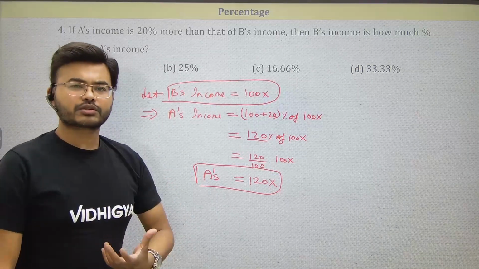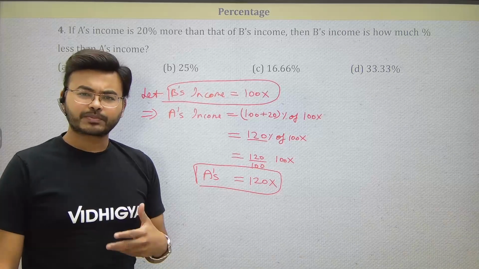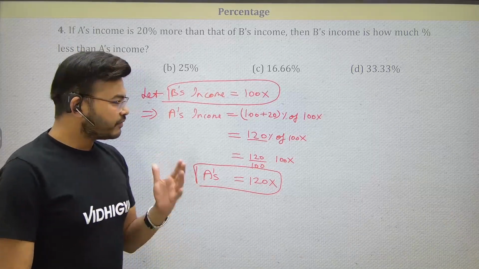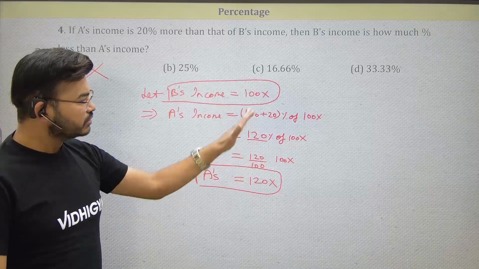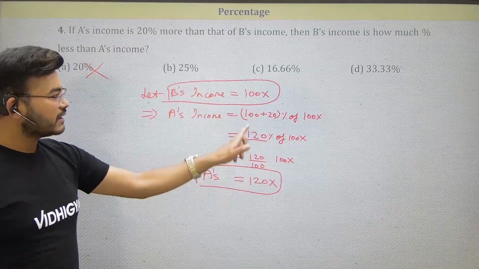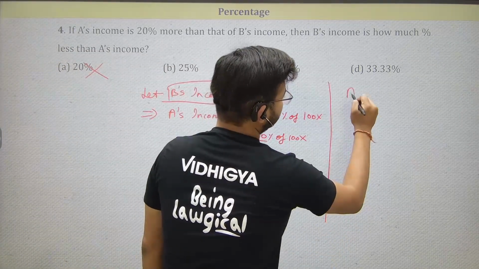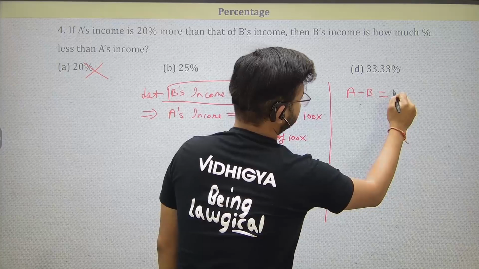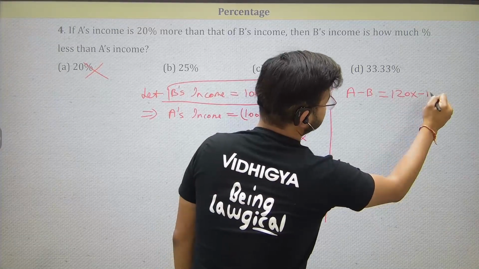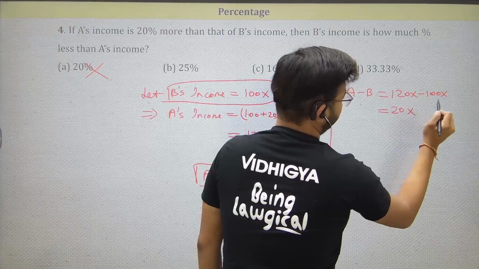Whenever such questions of more or less come, whenever it is asked that we need to calculate how much percent more or how much percent less, firstly, we find the difference between the two values. So the difference between A and B, that is A minus B, that is equal to 120x minus 100x. So that will come out to be 20x.